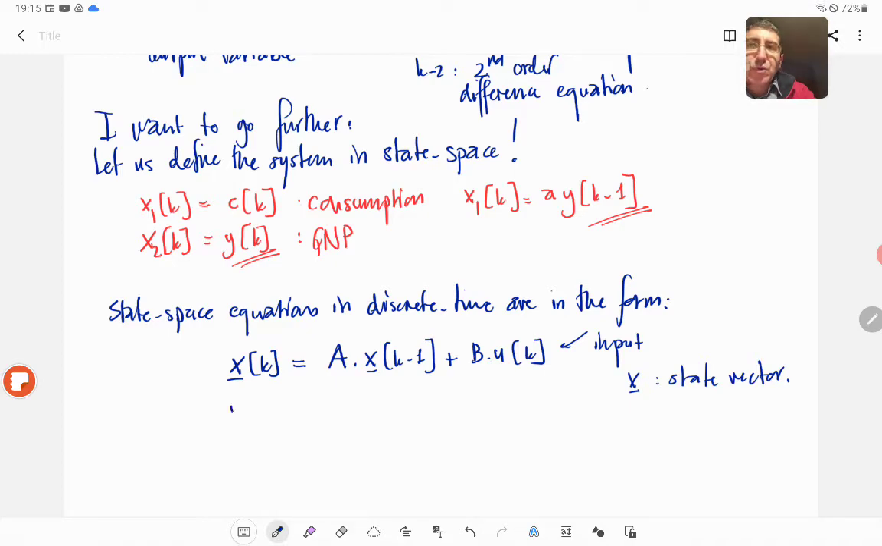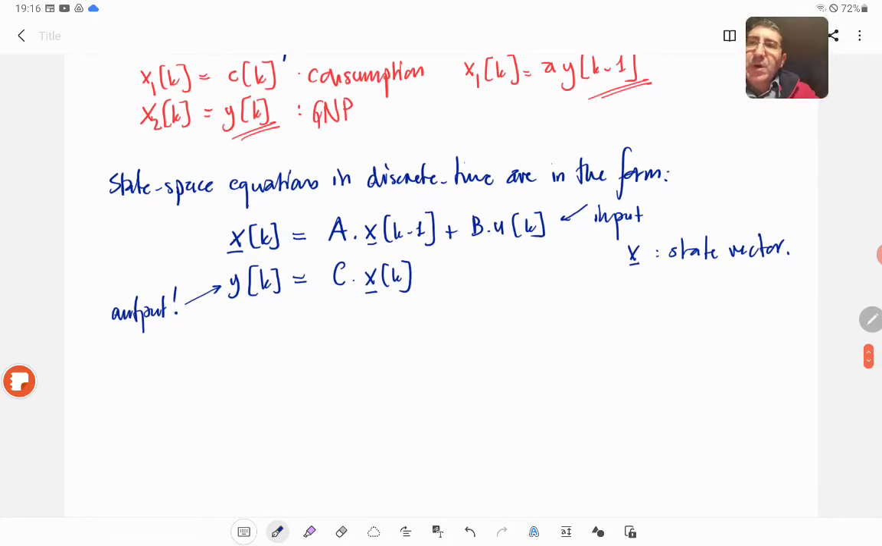Similarly, the output is supposed to be, in this case, mind you, this is our output, so don't confuse it with the y of k. In fact, it's the same y of k, so that's not a problem. C times x of k, which is the state.